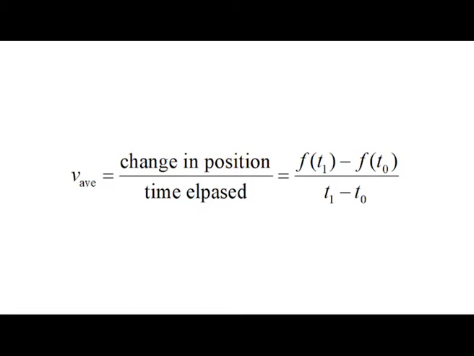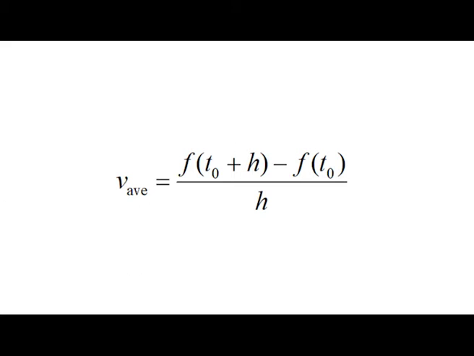In rectilinear motion, the average velocity of a particle over a time interval closed interval t naught to t1 is V average equal to change in position upon time elapsed, which is equal to f of t1 minus f of t naught upon t1 minus t naught. If t1 equal to t naught plus h where h greater than 0, then the average velocity of the particle over the time interval t naught to t naught plus h is V average equal to f of t naught plus h minus f of t naught upon h.